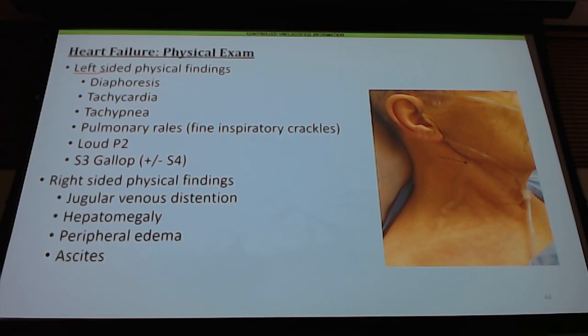For right-sided heart failure, you're going to see jugular venous distension. You're going to have that hepatojugular reflex that we talked about, which could be positive as well, where you push up on the liver in the right upper quadrant and then you see that jugular venous pulsation wave go up, because that right side of the heart is not going to tolerate that additional volume being forced out of the liver and up to the heart.